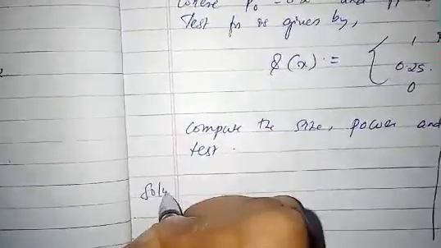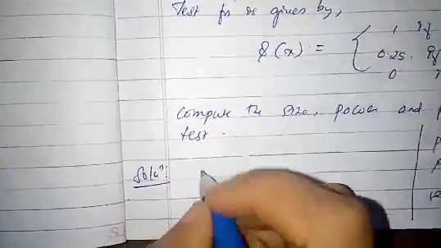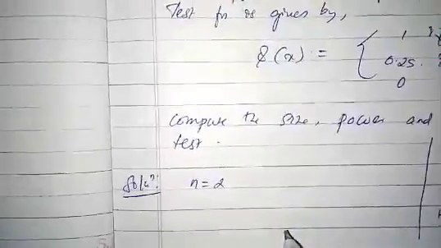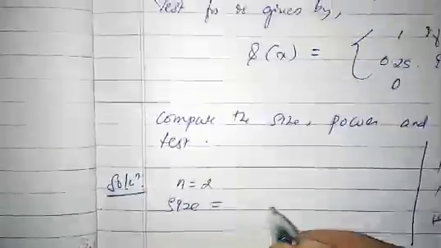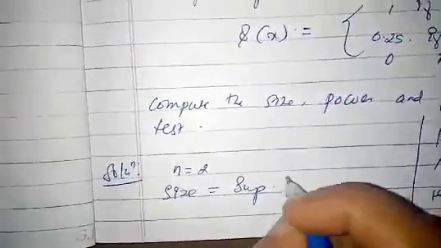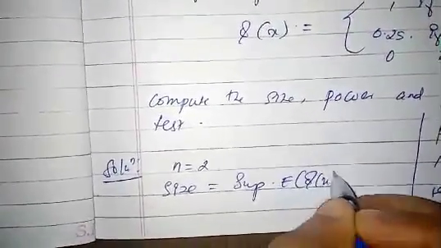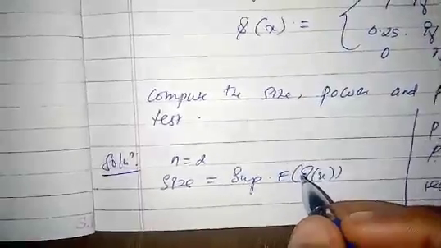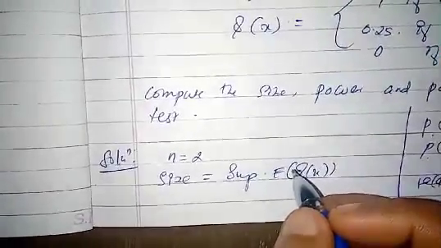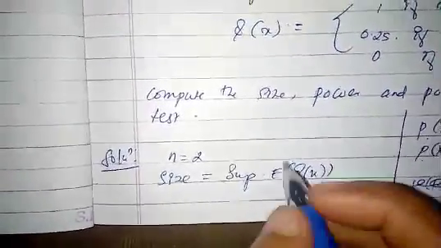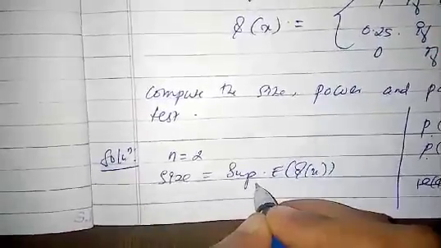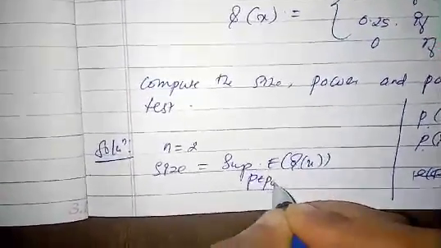So here in this problem it's given that n equal to 2, right? Then what is the size of the test formula here? Size equal to the supremum value of the expectation of phi of X, under p belonging to p naught, right?